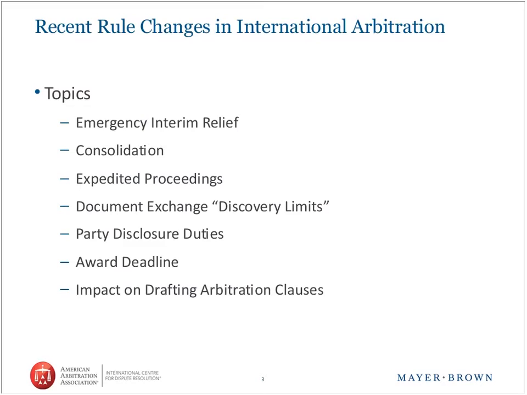A number of arbitration institutions have issued revised rules in recent years. For example, the ICDR, the American Arbitration Association's International Arbitration Arm, and the LCIA, the London Court of International Arbitration, issued new rules in 2014, as did the ICC, the International Chamber of Commerce, earlier in 2012. So we thought it pertinent to spend some time comparing these various sets of rules. In particular, we'd like to focus on provisions related to emergency relief, consolidation, expedited proceedings, discovery limits, party disclosures, duties, and award deadlines. We plan to conclude with a discussion of how these rule changes might influence the drafting of arbitration clauses.